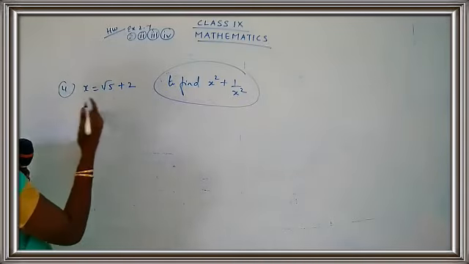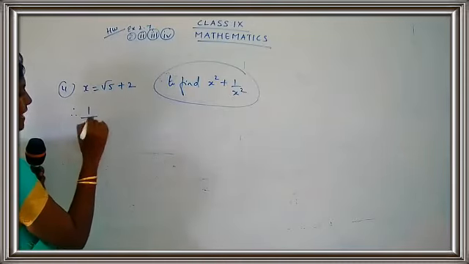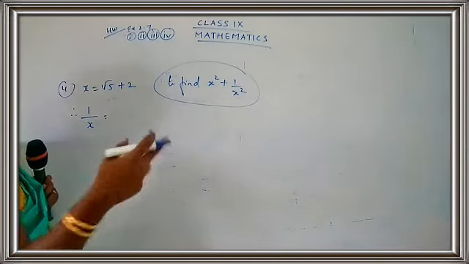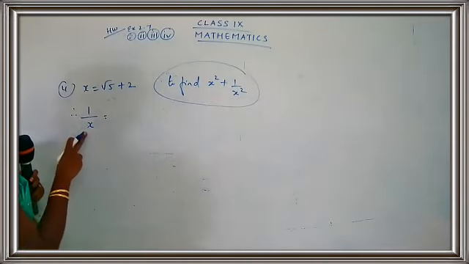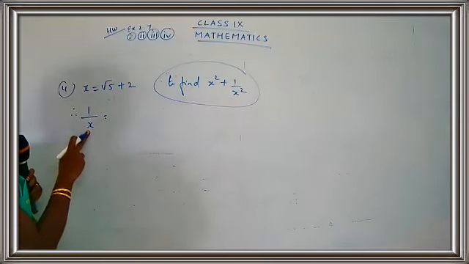Right on. x is equal to root 5 plus 2. Therefore, find 1 by x. I'll tell you why we are finding 1 by x: because your task is to find x square plus 1 by x square. So we are going to find out 1 by x, not square. I'm just going to find out 1 by x.